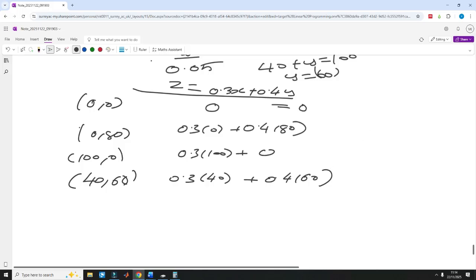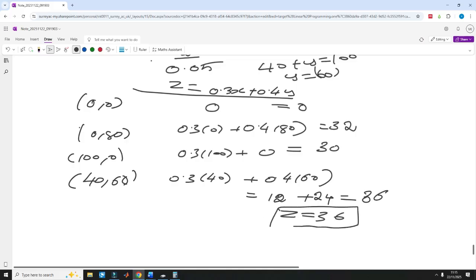So this is equal to 0. This should be equal to 32. This should be equal to 30. And this should be equal to 12 plus 24, so that should be equal to 36, isn't it? If the calculations are correct, this is something you can get. So z is equal to 36.